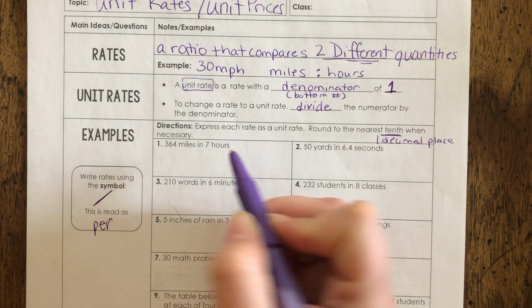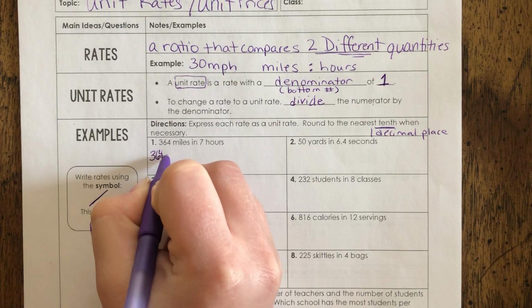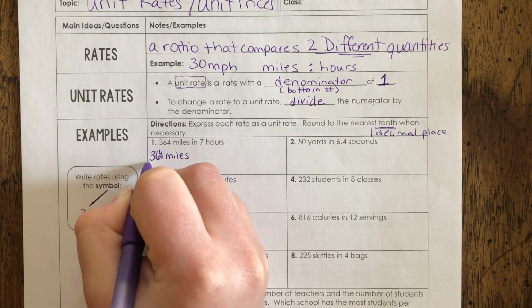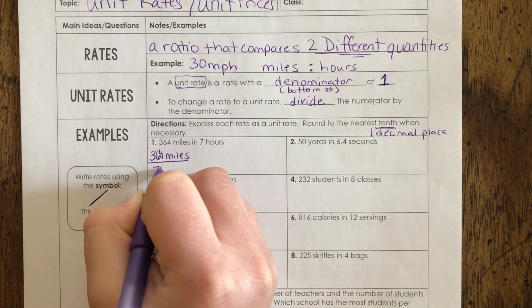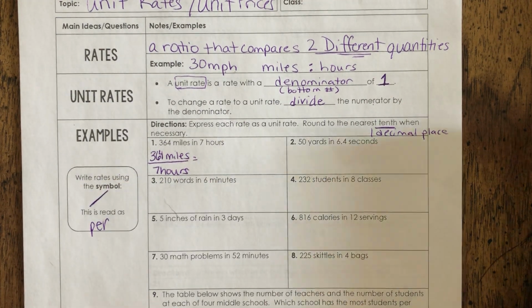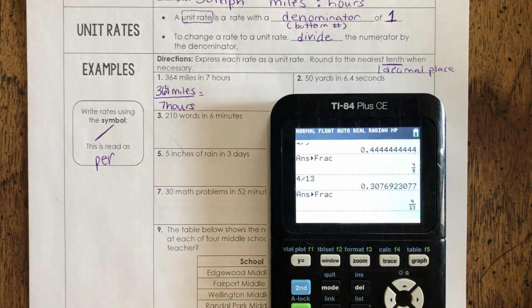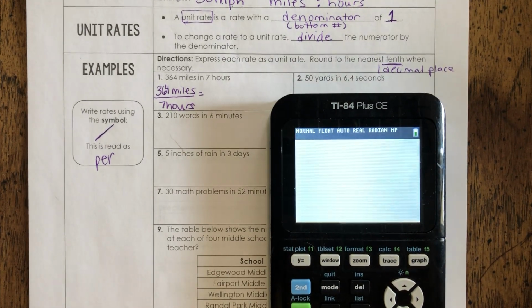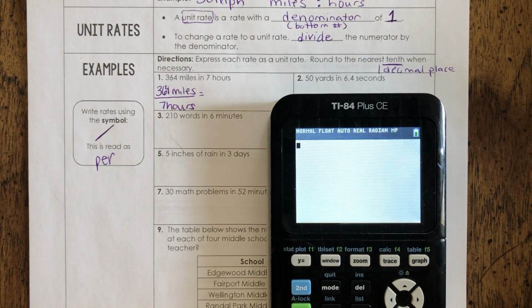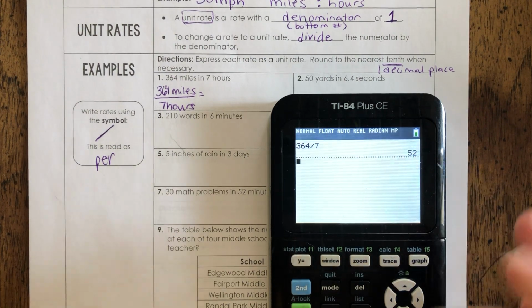364 miles in 7 hours. If I want to get this answer, remember you have a couple of choices. You can be using the calculator that you have downloaded or using your cell phone. You're just simply doing 364 divided by 7. That gives you out an answer of 52.